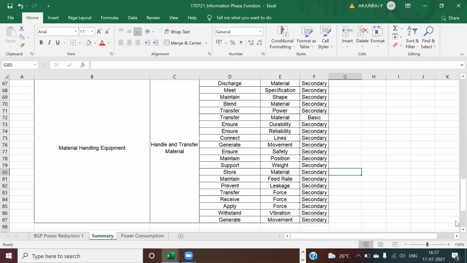That is nothing but spending money, and spending money is nothing but cost. When I say cost, here it is nothing but a function cost. So we all know that whenever we have a function cost, we need to take that function into consideration when we are going for a FAST diagram or a function analysis. So now here we have ensure durability as a function, coming out of the analysis. So let us take durability into account.